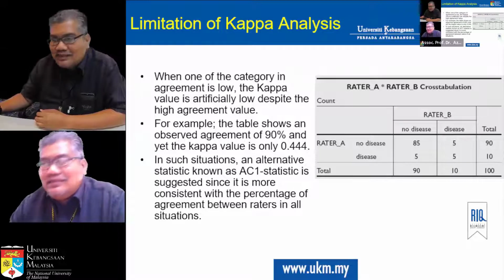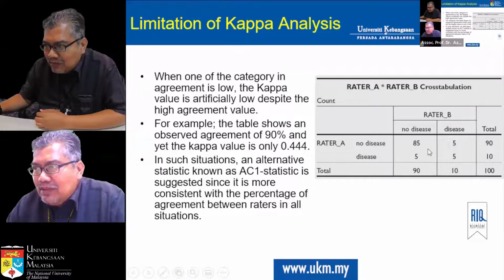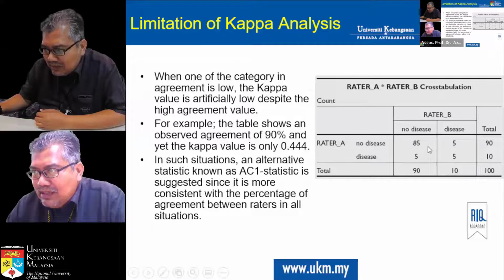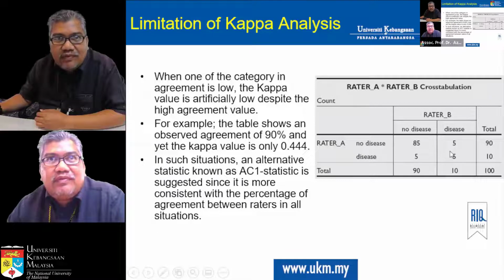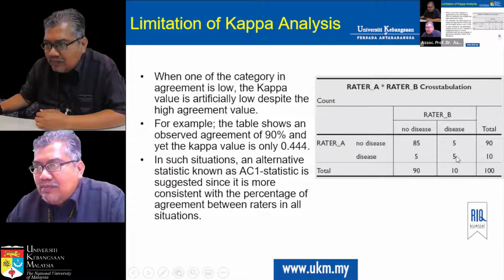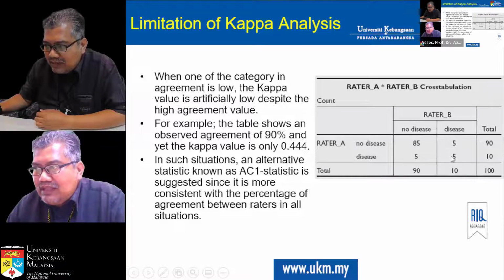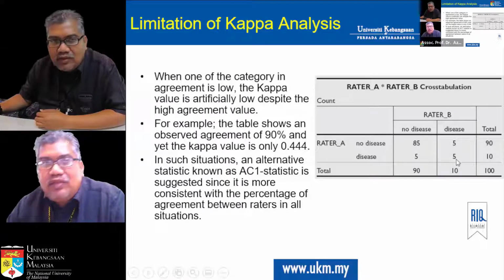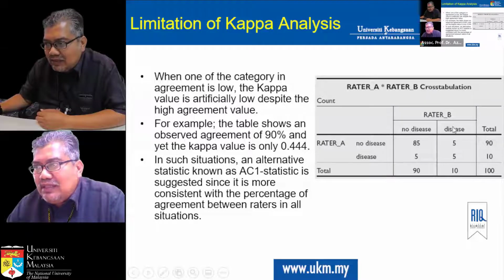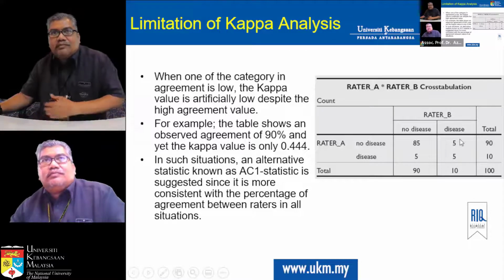The slide just came out slowly. So here you can see this one level of agreement is 85, and this one is only 5. Why? Because the disease is very rare. So when you have a situation like this, you cannot use kappa, because kappa will be affected by the low rate, therefore giving you a low agreement level.